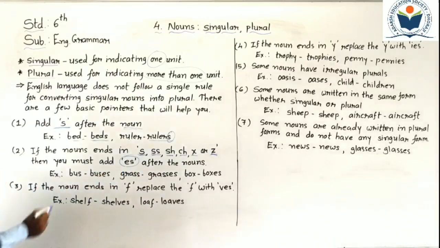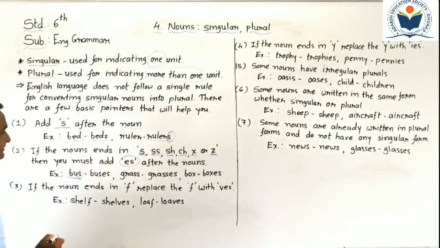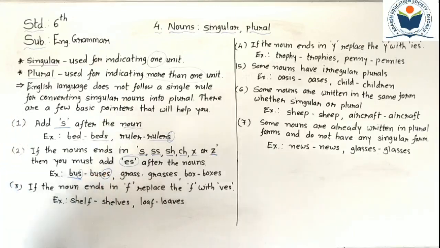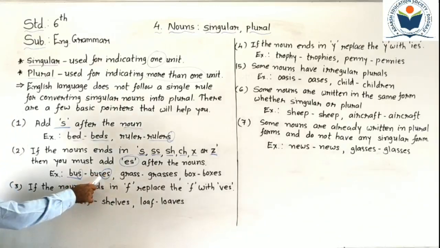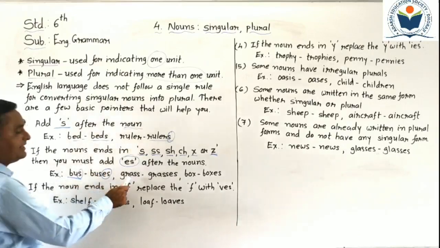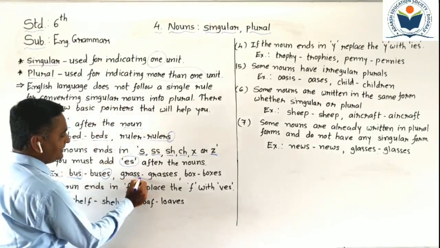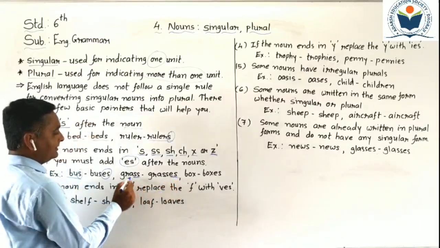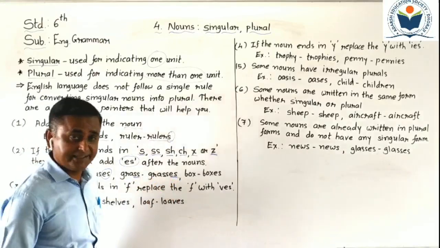Example is given here. Bus. Bus, one example is there. See, the last letter of bus is s. So here s is given. Then to convert into plural form, we have to add es after that. So bus becomes buses. Like that, grass. The last two letters are double s. Then we have to add es after that. So grass becomes grasses.